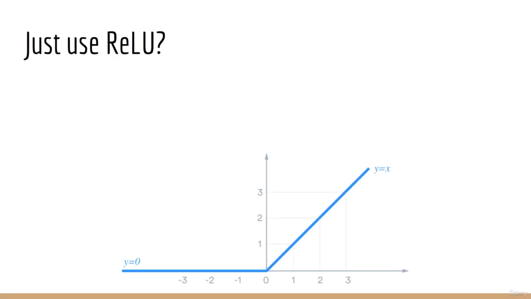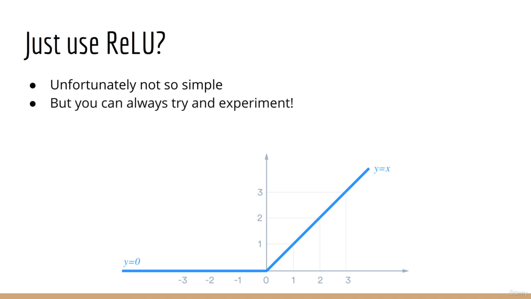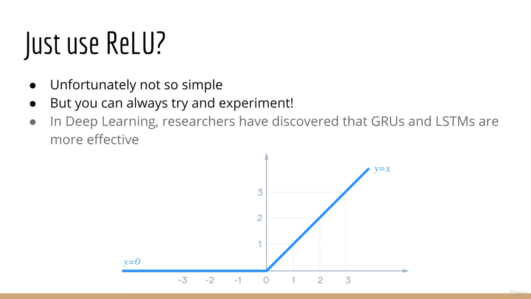Now you might think, aha, I have the solution to this vanishing gradient problem. It is to use ReLUs. Unfortunately, with RNNs, things aren't so simple. Of course, you can always try to use ReLUs in your RNNs and verify experimentally what the results are. But in deep learning, we found that the most effective way of dealing with this problem is to use entirely different units, namely the LSTM and the GRU.